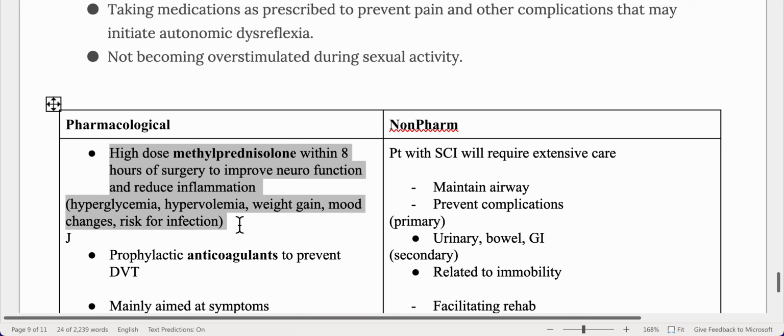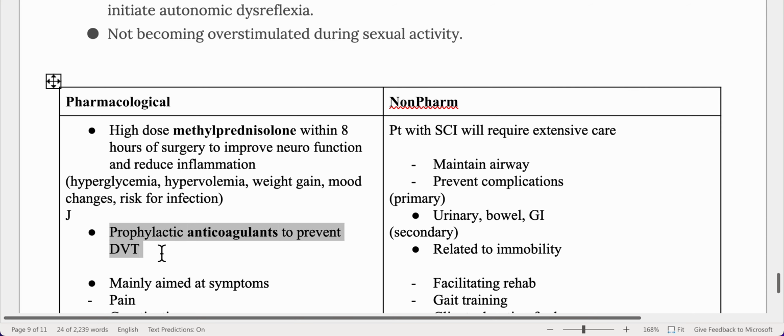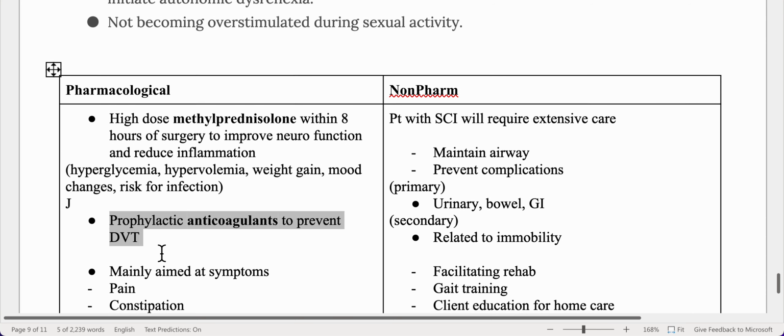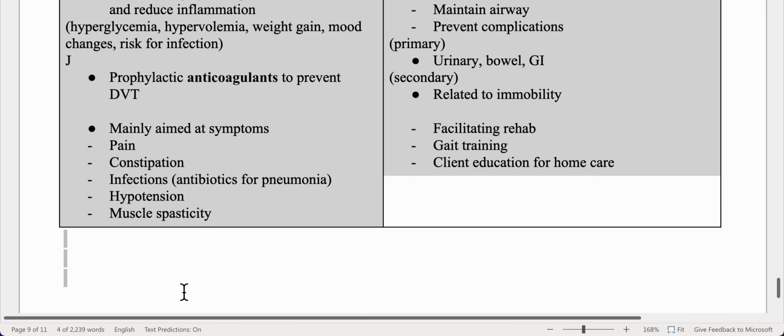Pharmacological. High-dose methylprednisolone within 8 hours of surgery to improve neural function and reduce inflammation. Side effects: hyperglycemia, hypervolemia, weight gain, mood changes, risk for infection. Prophylactic anticoagulants to prevent DVT. Mainly aimed at symptoms.